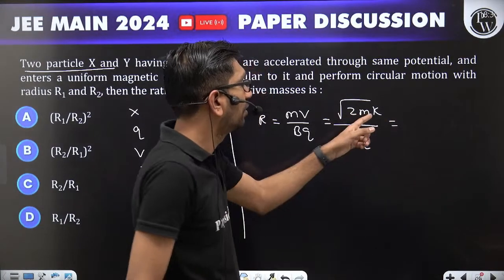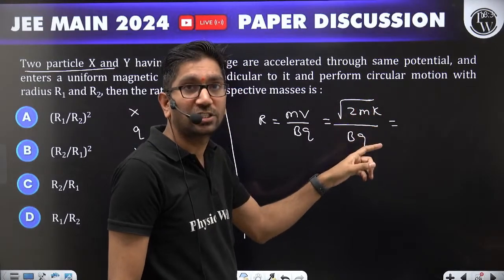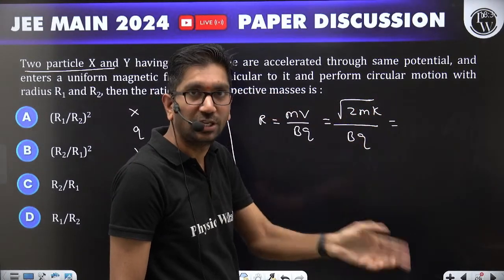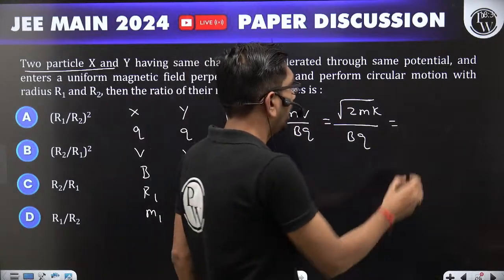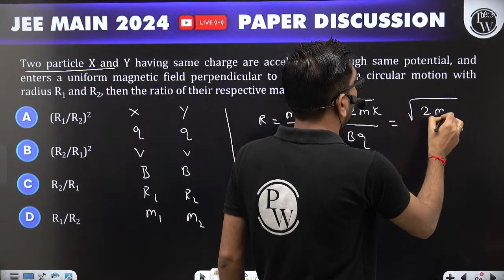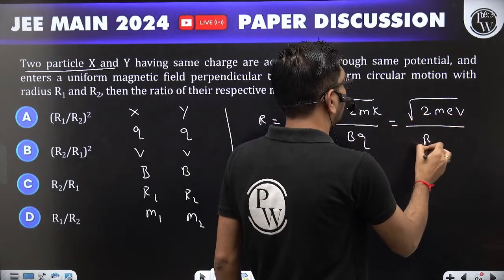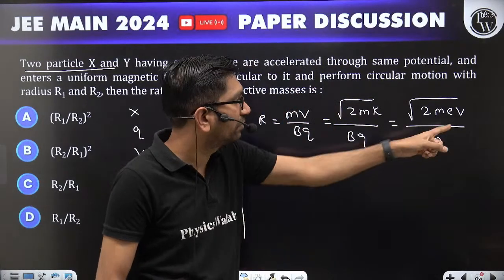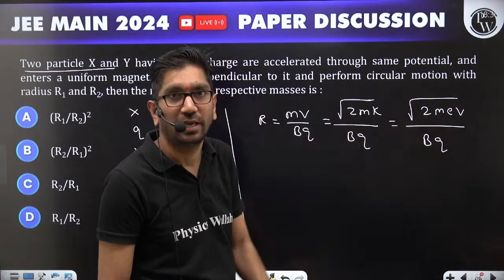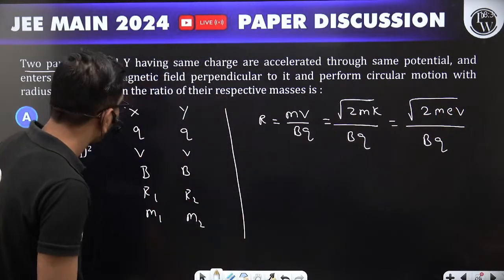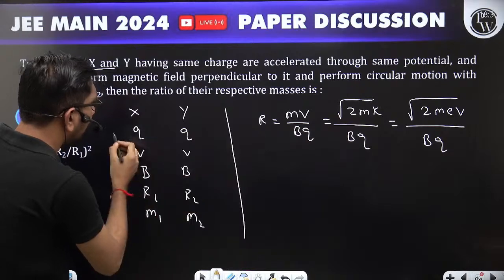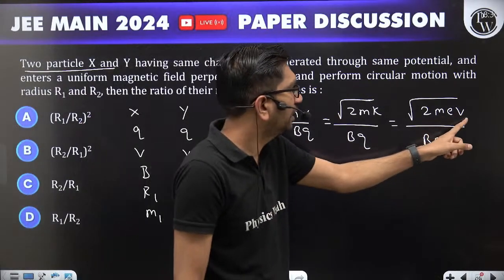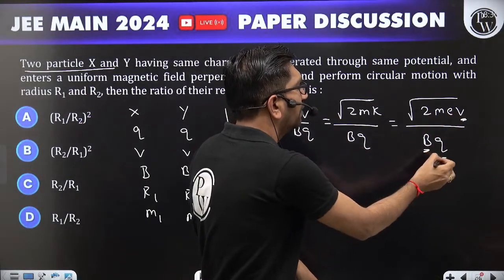Okay. Now here we require the potential, right? So in place of kinetic energy, write down the eV, in electron volt. Is it clear, beta? Now observe carefully. Here we have a potential. Potential is same, magnetic field is same, and the charge is same.